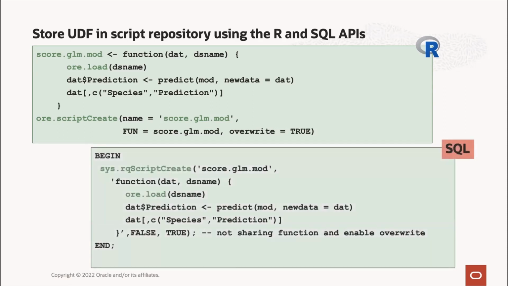This next example shows how to save the same user-defined function using the SQL interface. The name of the function to be saved in the script repository is first inputted. The user-defined function is then cast as a string in the next input to be saved, and we can set overwrite to true, and this will save and update the same function into the script repository using the SQL API.